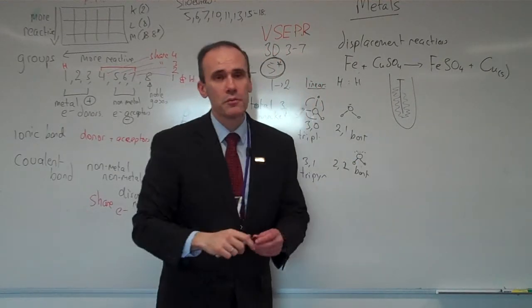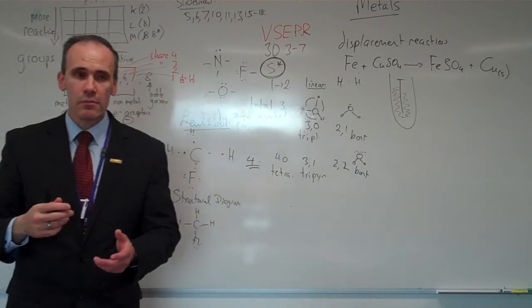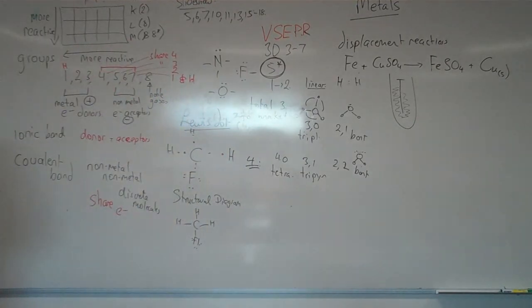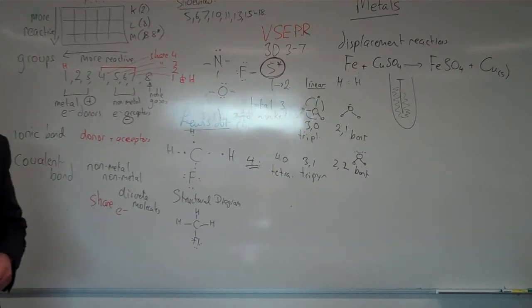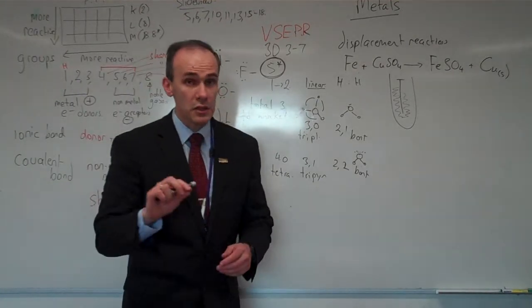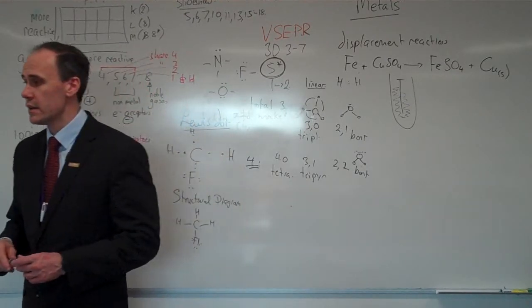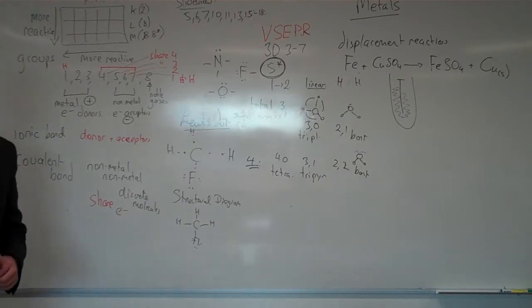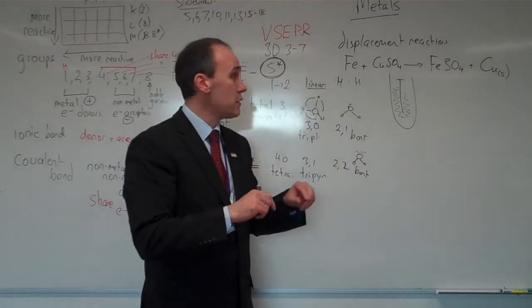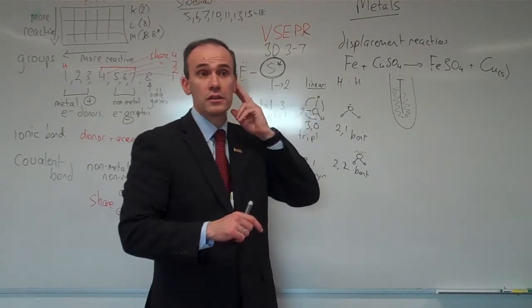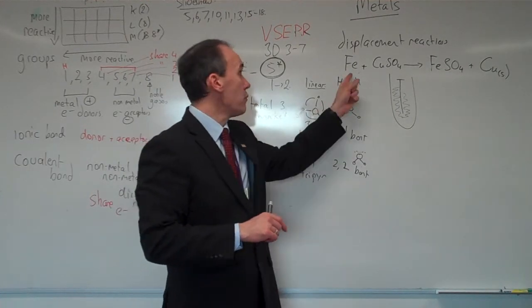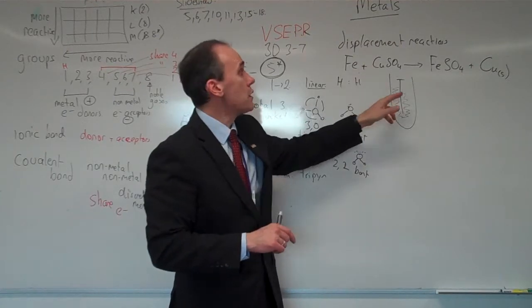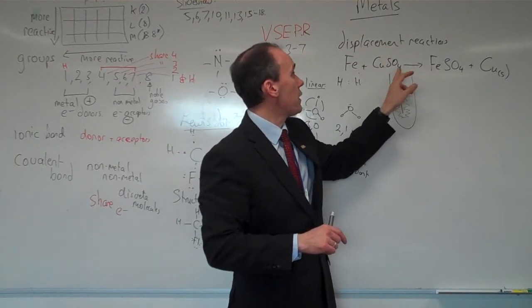Another thing we talked about with displacement is the actual definition: one metal is deposited on another metal. That's in the definition you have in your books. The other thing you need to do is be able to navigate an activity series and judge, looking at that little activity series, is this reaction likely to occur or not likely to occur? Iron is more reactive than copper, so iron displaces copper.